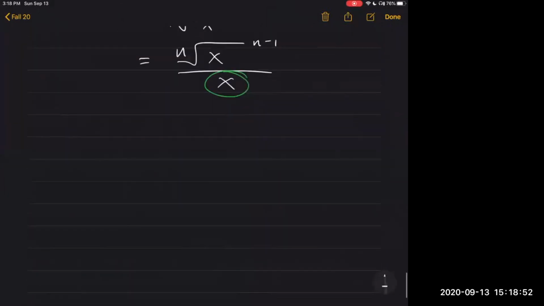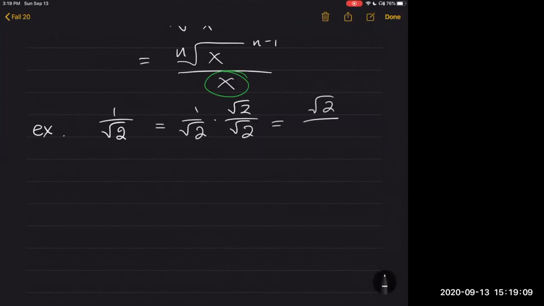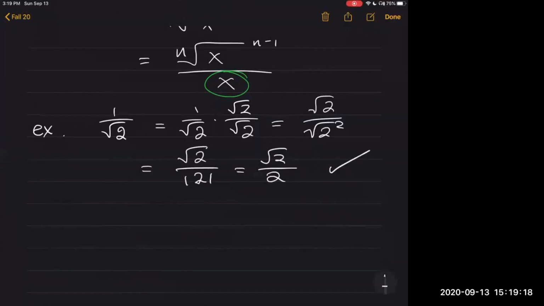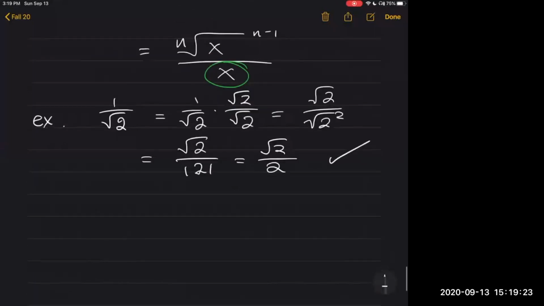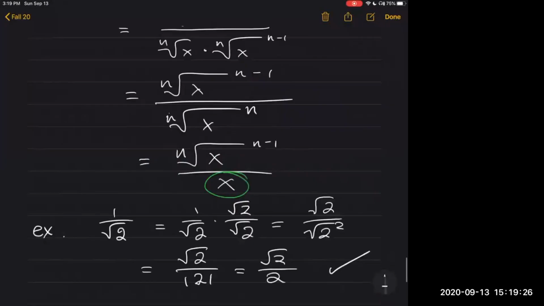In practice, this will usually look something like this. If we say we wanted to do 1 over root 2, we wanted to rationalize that denominator, what we do is we would multiply it by root 2 over root 2. This would become root 2 and then root 2 squared. And that would become root 2 times the value 2, which is root 2 over 2. Cool. So if you follow these steps, you can rationalize the denominator.